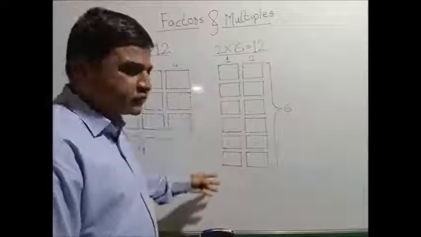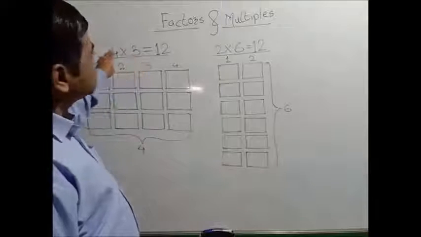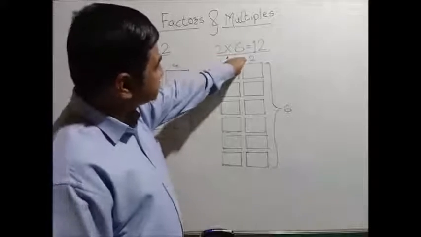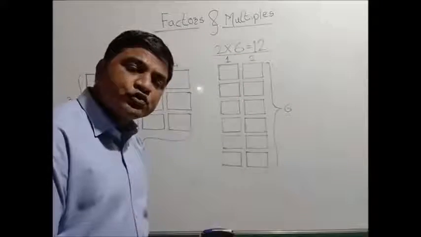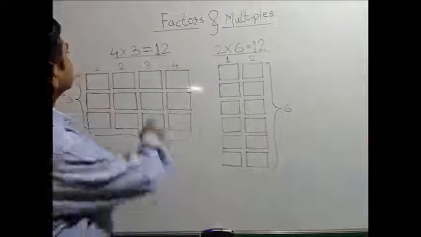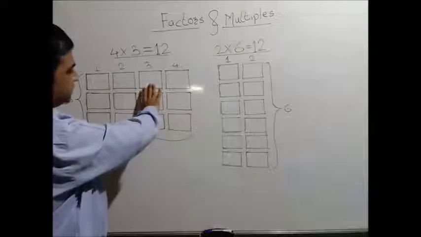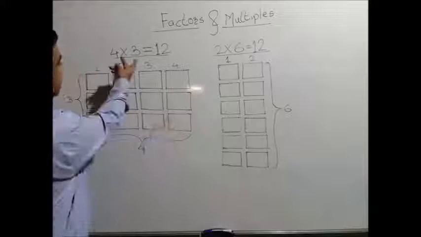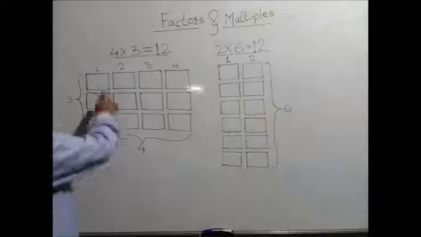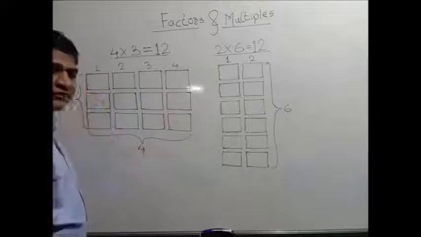So from these blocks, it will be clear that 4 and 3 are known as factors of 12. 2 and 6 are also known as factors of 12. You can take it this way also. If I repeat 3 for 4 times, first 3, second 3, third 3 or fourth 3. So if I change the position of 3 and 4, it will not change the multiplication. See, 3 blocks, 3 blocks, 3 blocks, 3 blocks. Entirely, they are making 12 blocks.